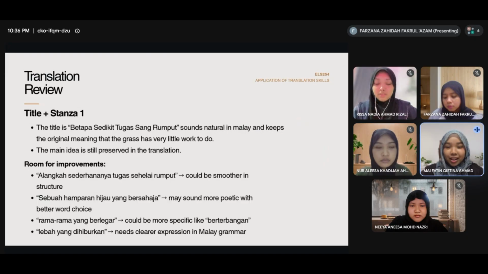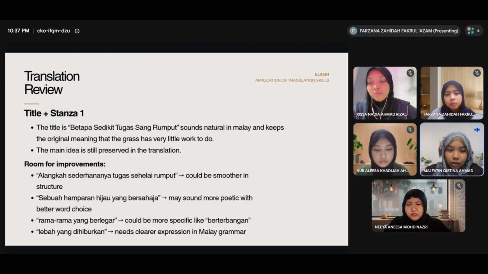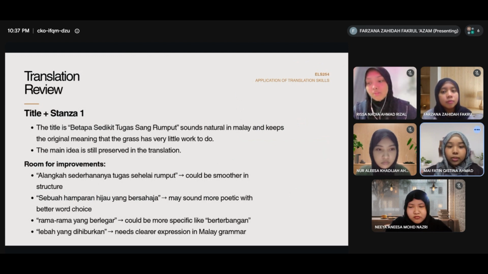So for my part, I will be the translation reviewer for the title and also the first stanza of the poem. The title is "Betapa Sedikit Tugas Sang Rumput," which sounds natural in Malay and also successfully keeps the original meaning, which shows that the grass has very little work to do. The main idea of simplicity is still preserved in the translation.